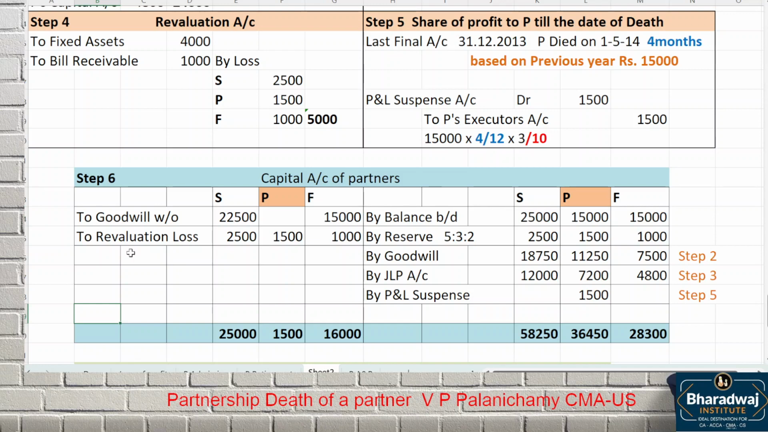How much is paid to P immediately? The amount paid is given in the question. How much? 24,000. The balance will be transferred to P's executors account. Total balance? This will be paid in the future. For others, it will be like balance credit.